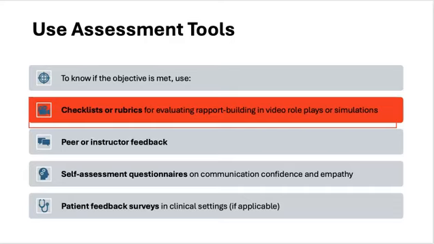You can use peer feedback. You can use your feedback to the student. You can offer students self-assessment questionnaires to assess how they feel about their own rapport building in the learning situation. And if you're in a clinical setting, you can use patient feedback surveys or patient questioning. You do not have to use all of these assessment tools. These are just options to be able to assess that learning objective.